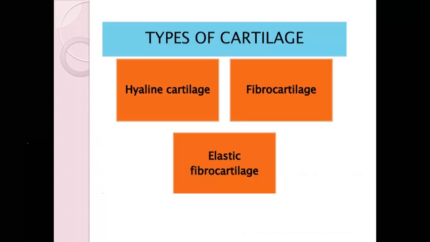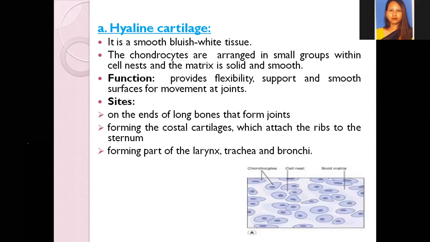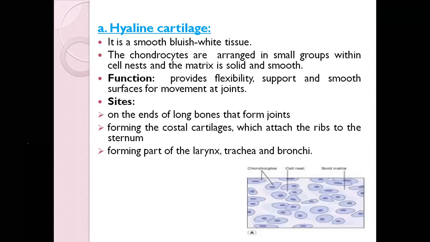We have seen three types, the first being hyaline cartilage. In hyaline cartilage we mostly find chondrocytes, and all the chondrocytes are usually arranged in small groups. It also helps in providing flexibility, support, and smooth surface movement, especially at the joints.